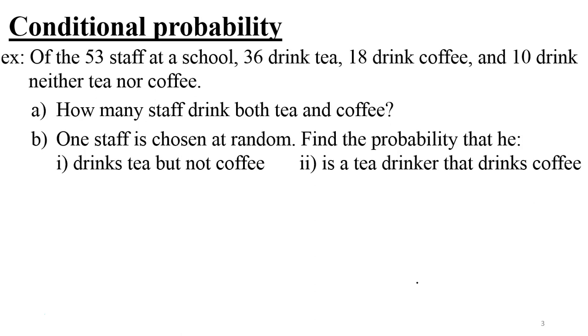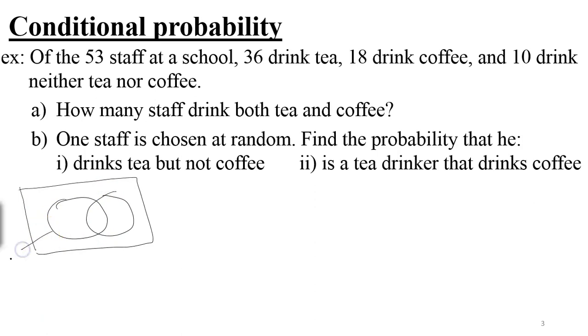Now in this next example, we have 53 staff at a school where 36 of them drink tea, 18 drink coffee, and 10 drink neither tea nor coffee. Now in part A, I need to first determine how many staff members drink both tea and coffee. In order to do that, we need to first start by using a Venn diagram. So I'm going to define set T as the people that drink tea, and by C, the people that drink coffee.